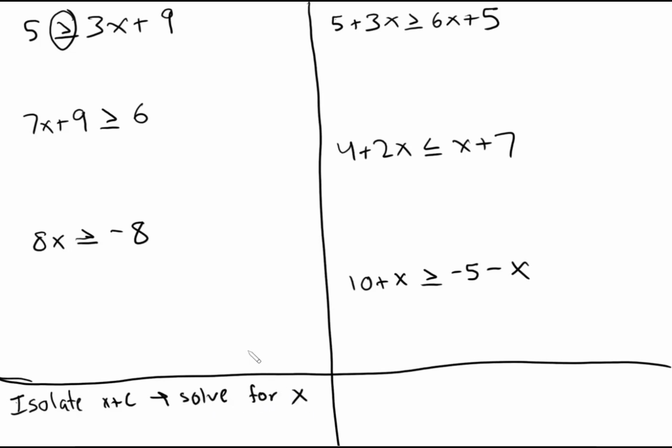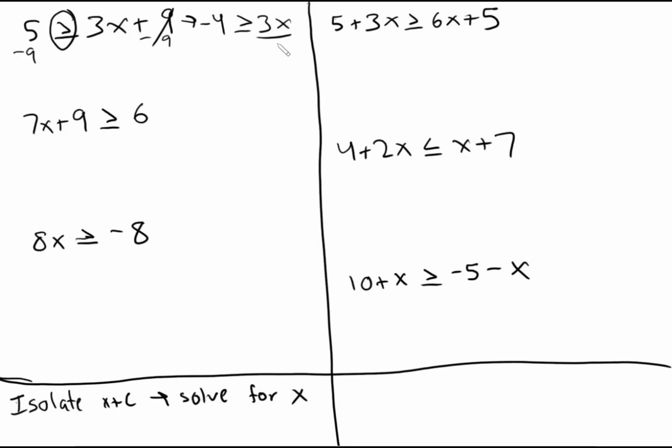So let's start off with the first problem. The ones on the left-hand side are going to be inequalities with variables on one side. So how do we do this? Well, first we'll move the 9 to the other side, so we'll just subtract 9 from both sides. And what do we get? Well, 5 minus 9 gets you negative 4. Negative 4 is greater than or equal to 3x.